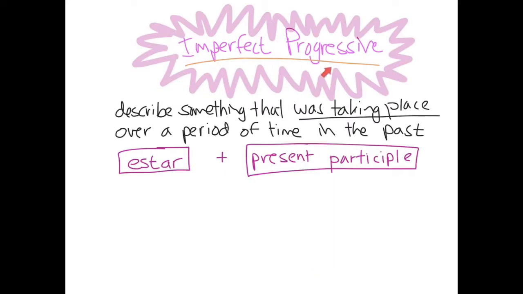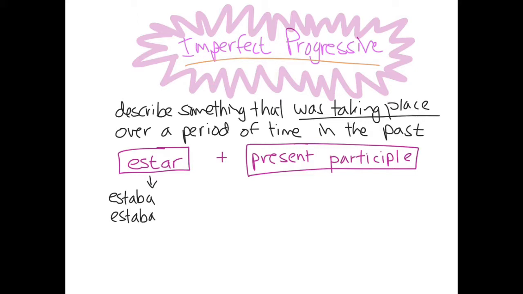Now we move into the imperfect progressive. So this is the new stuff. We use this to describe something that was taking place over a period of time in the past. So you see that -ing again, that taking place. Same formula, estar plus the present participle will get us there. Now though, for estar, we're going to be doing something a wee bit different because we're in the imperfect progressive. We need to conjugate estar in the imperfect.